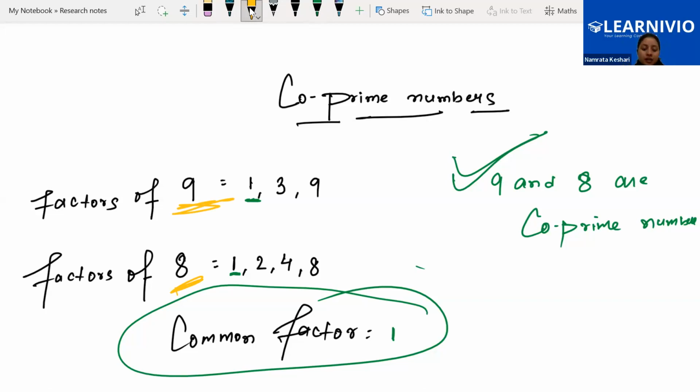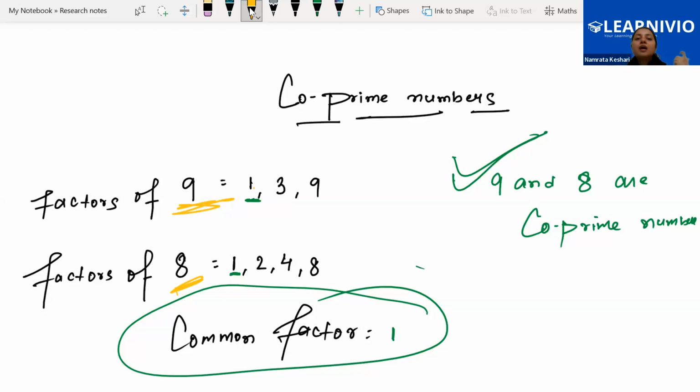Now Maha, Sumaya, and Galvin said that the factors of 9 are 1, 3, and 9. They said that the factors of 8 are 1, 2, 4, and 8. Now here we have to find the common factor, which is common in both lists. We can see only one is the common factor. One is there in the factor list of 9 and one is there in the factor list of 8 also. So one is the common factor.